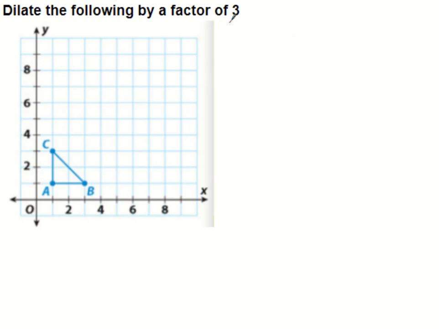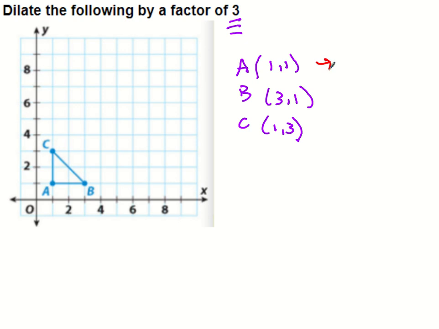So now I've got a scale factor of 3. Because it's a scale factor of 3, I'm making everything larger. If I have A, B, and C, the point A here is at 1, 1. B is at 3, 1. And C is at 1, 3. I'm taking all of these points and multiplying them by 3. So my new A is going to be 1 times 3, and my y value is going to be 1 times 3. Well, 1 times 3 is 3. So this A now moves over to 3, 3. Here's my new A.